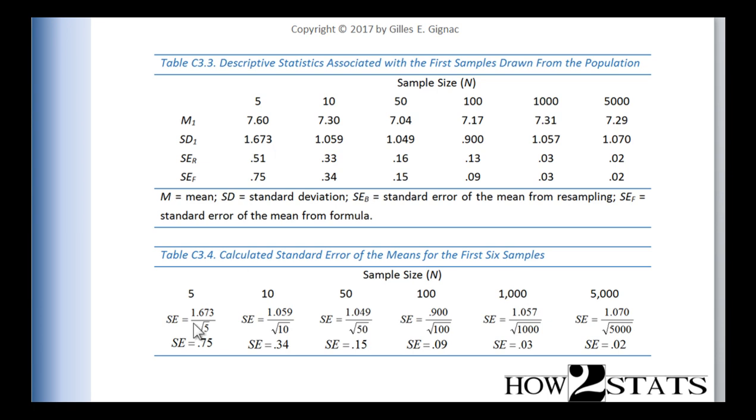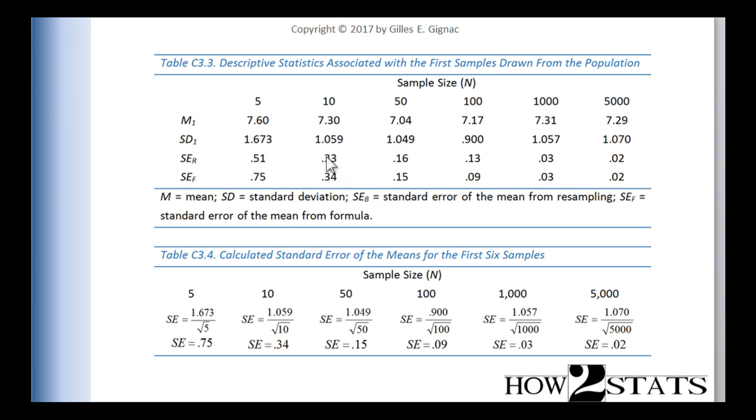When that's inputted into the standard error of the mean formula, which is standard deviation divided by the square root of n, I got a formula-based estimate of the standard error of the mean equal to 0.75. That's why I put 0.75 over here. Now, the standard error of the mean estimated through resampling was estimated at 0.51 across the 10 samples that I estimated. So they're similar, but not exactly the same, and you wouldn't expect them to be.